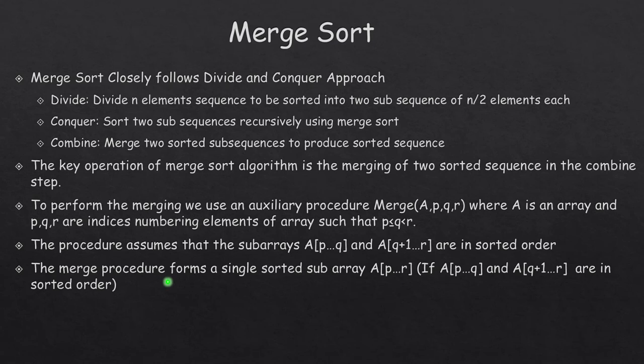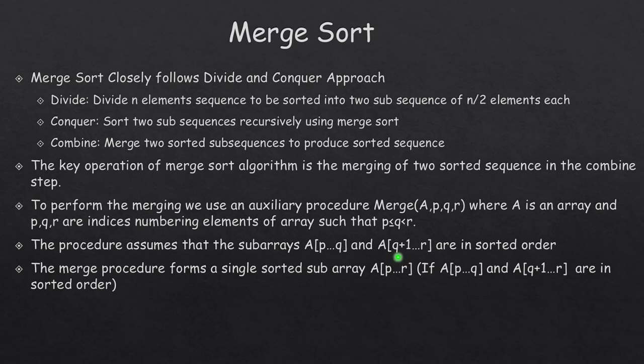To perform the merging, we use an auxiliary procedure merge, where A is an array and P, Q, R are indices numbering elements of the array such that P is less than or equal to Q, which is less than R. The procedure assumes that the subarrays A of P to Q and A of Q plus 1 to R are in sorted order. The merge procedure forms a single sorted subarray A of P to R.